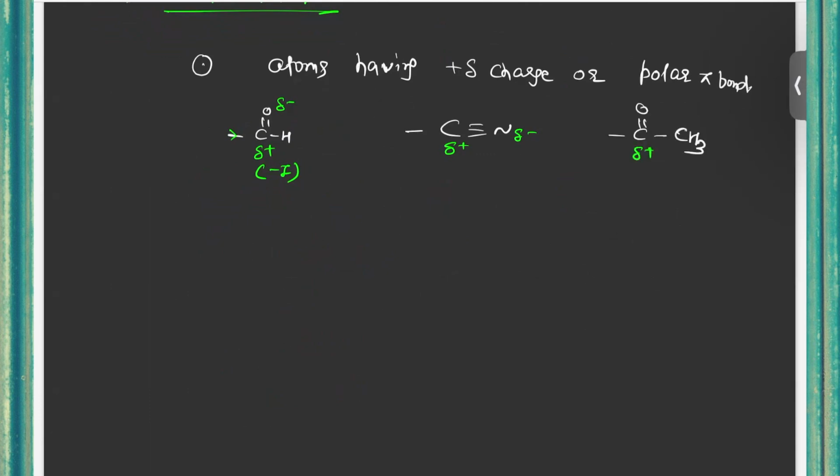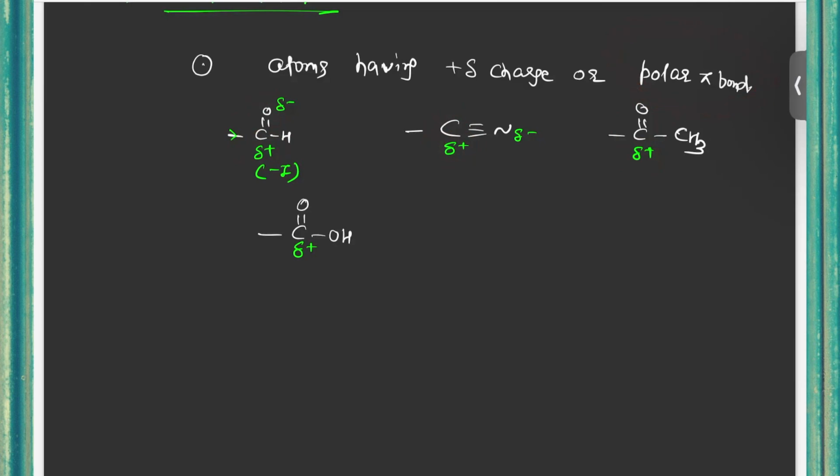C double bond O, CH3. Any group which is C double bond O will have minus I effect only, because there will be a partially positively charged carbon. That means it will be minus I only. C double bond O, OH will also have partial positive charge, and partial positive charge means minus I effect. Got it?